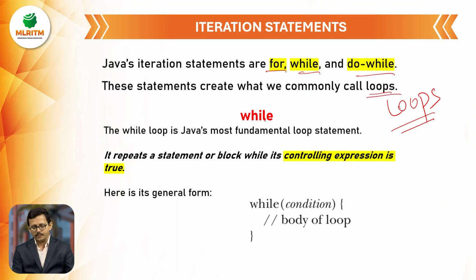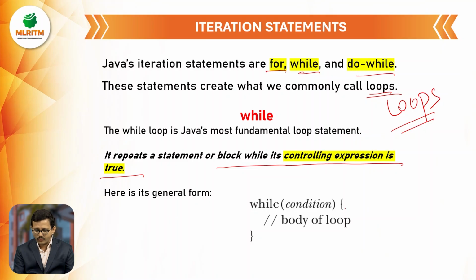What is a while loop? The while loop is Java's most fundamental loop statement. So what is while? We are using the while when the condition is true. So we can iterate the value n number of times till it is true, up to it is true. Okay, so it repeats the statement or a block while its controlling expression is true. So how many times the control expression is true, that many values we can print using the while statement.